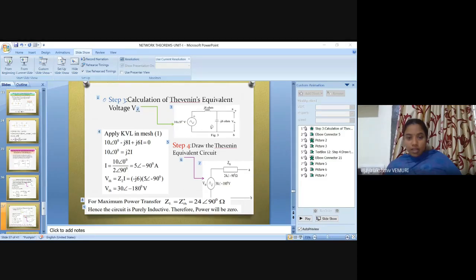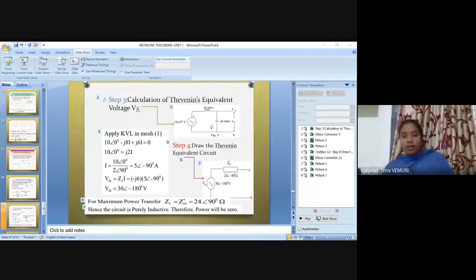If you just observe here, we have a 24 at an angle of minus 90 degrees. How will you represent 24 at an angle minus 90 in rectangular form? You will be representing it like minus j24. Minus j24 means, do you have any real part here? You don't have a real part.